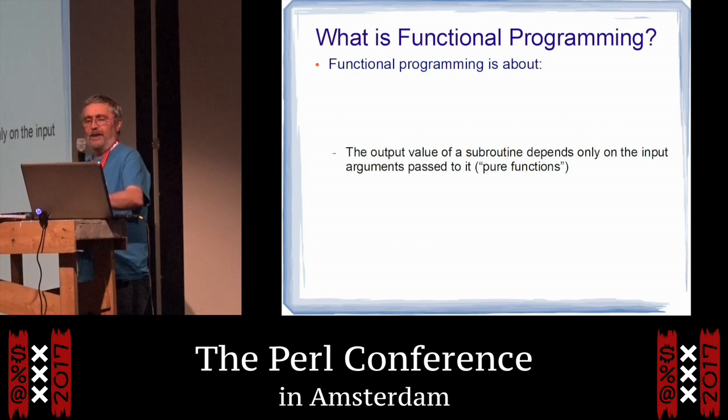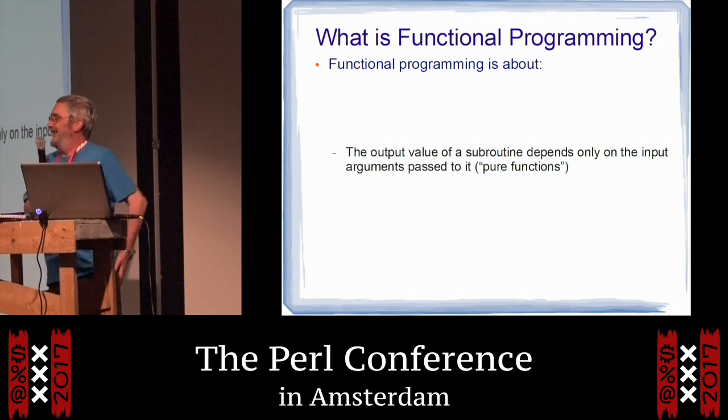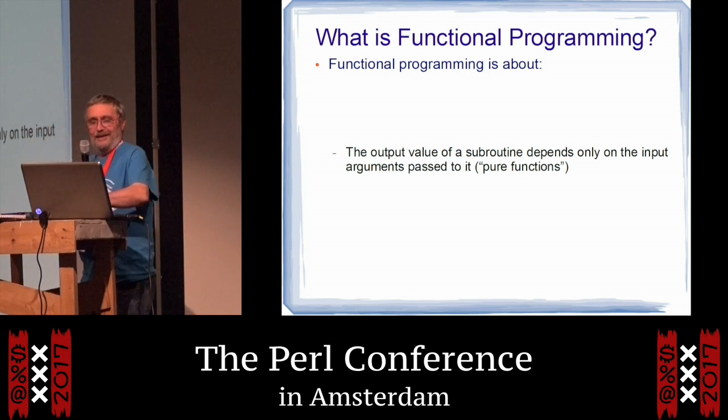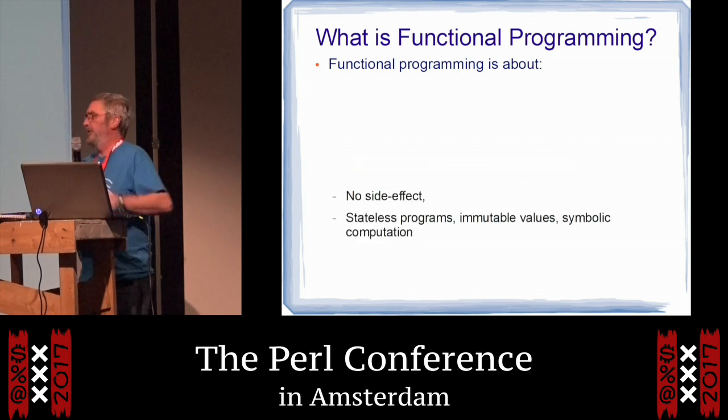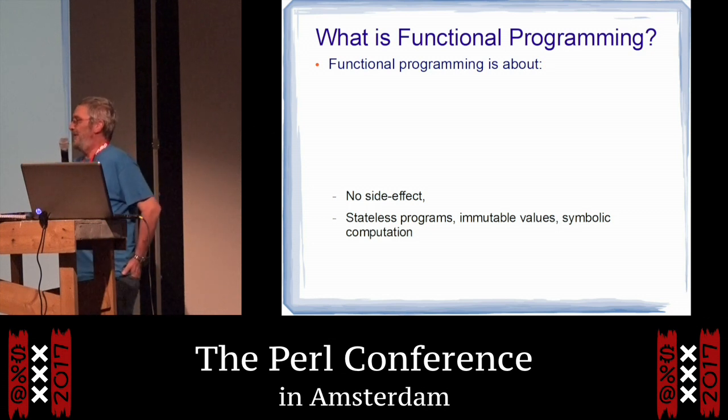As I said, the output value of a subroutine is supposed to be always the same. There are a few exceptions, like the rand subroutine or things like that. There isn't supposed to be any side effect, except maybe printing things to the screen and this type of thing. And functional programming is about stateless programs, immutable values. You don't use variables, you use constants, right?